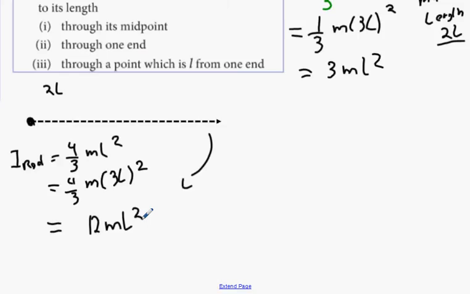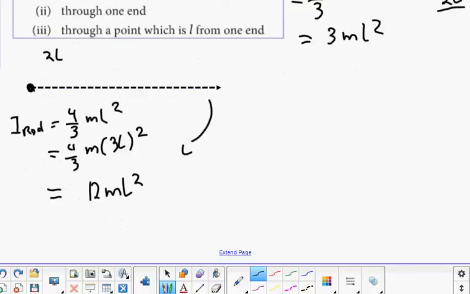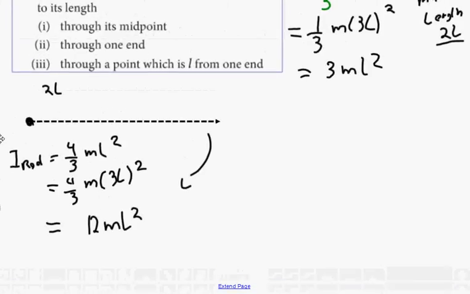Actually, guys, just while I'm here, this is actually annoying me. There we go. Back to the way it was. Okay. Everybody cool with that? All right. Next one after that. Through a point which is L from one end. How are you going to do that?